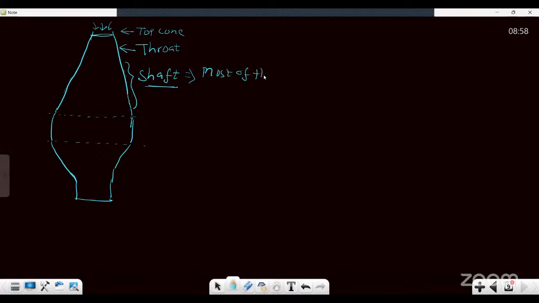Most of the reduction reactions take place in the shaft only. So that is why you see the shaft is an extensive region, a broad region, I can say, because most of the reduction reactions are getting completed in the shaft.